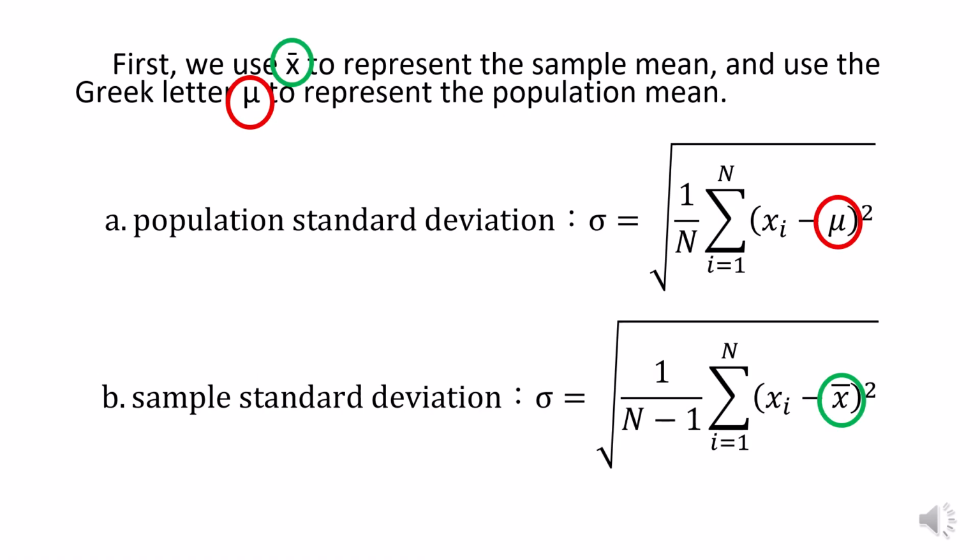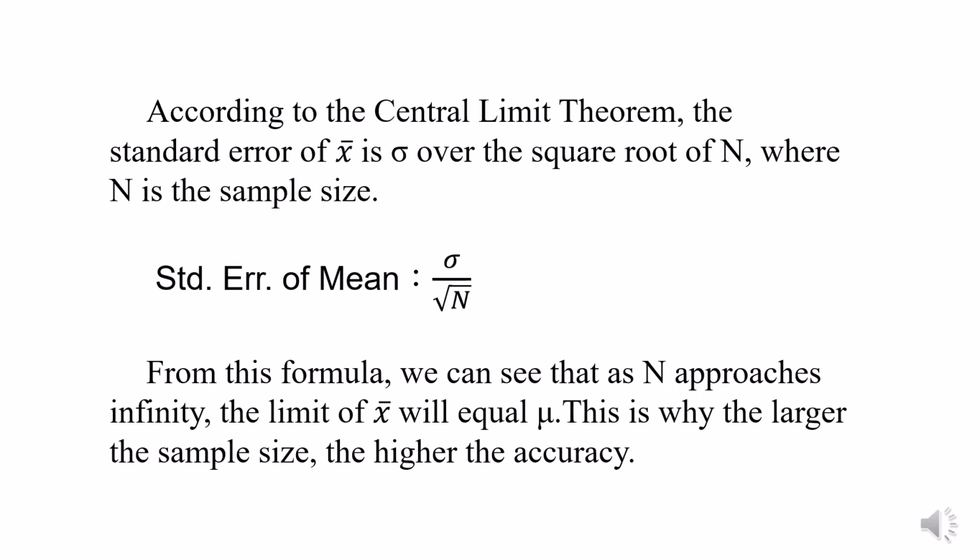First, we use x bar to represent the sample mean, and use the Greek letter mu to represent the population mean. According to the Central Limit Theorem, the standard error of x bar is sigma over the square root of n, where n is the sample size. Std. error of mean. From this formula, we can see that as n approaches infinity, the limit of x bar will equal mu. This is why the larger the sample size, the higher the accuracy.